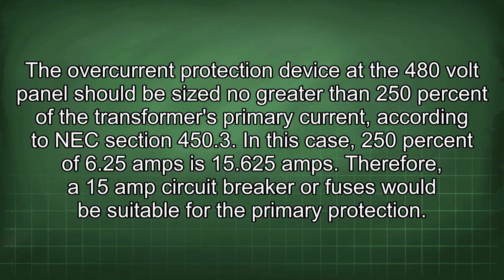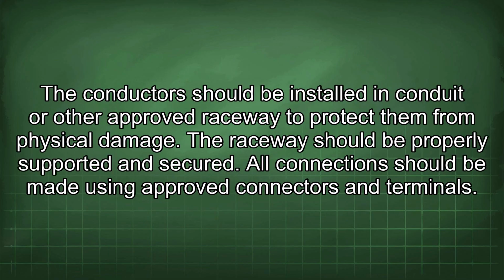In this case, 250% of 6.25 amps is 15.625 amps. Therefore, a 15-amp circuit breaker or fuses would be suitable for the primary protection. The conductors should be installed in conduit or other approved raceway to protect them from physical damage.